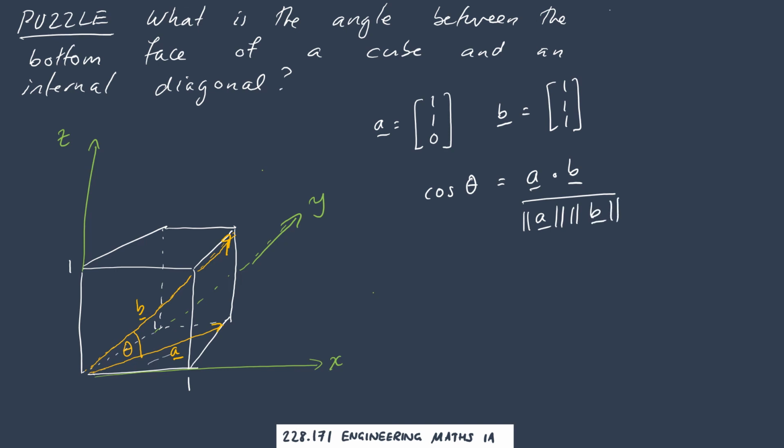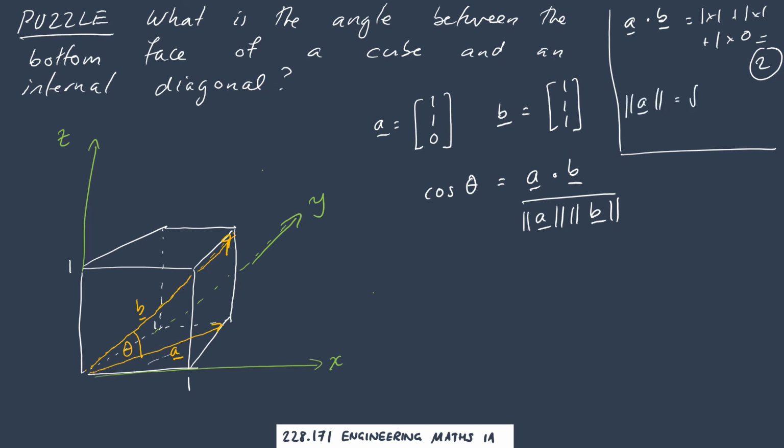Okay, so what we'll do is we'll just figure out what all those quantities are off to one side just to keep it tidy. So A dot B is equal to 1 times 1 plus 1 times 1 plus 1 times 0, which equals 2. The length of A is the square root of 1 squared plus 1 squared plus 0 squared, which equals root 2. And similarly, the length of B is equal to root 3.